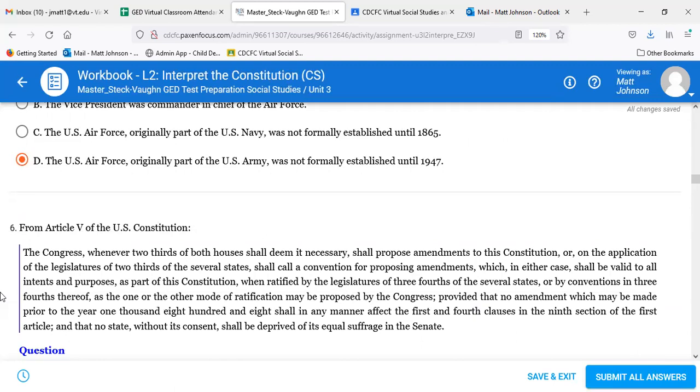Let's see. Sasha Gay, you want to read number 6 for us? Our Article 5 of the Constitution here. Okay. The Congress, hold on.